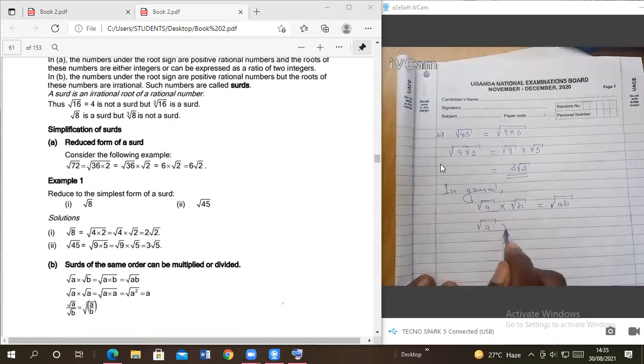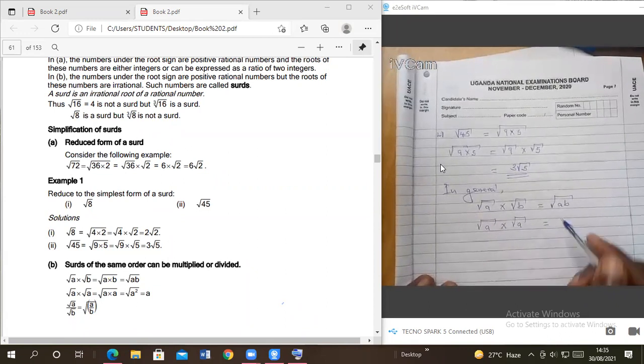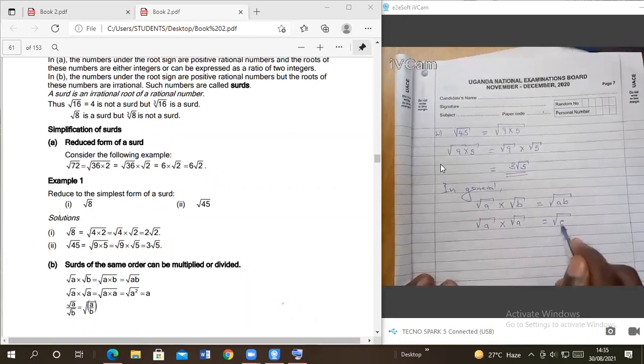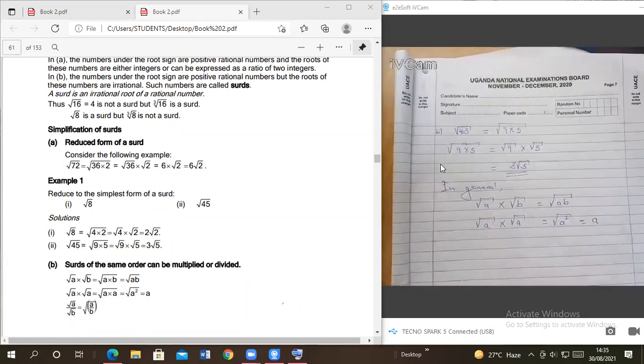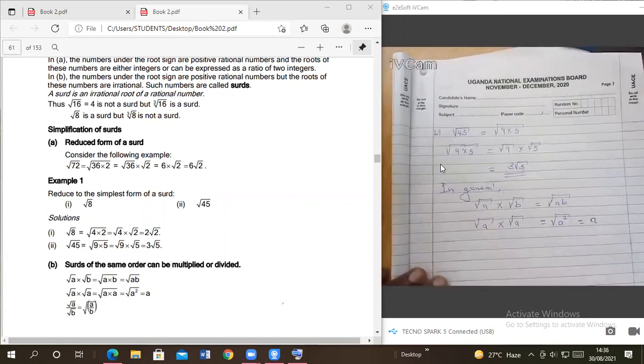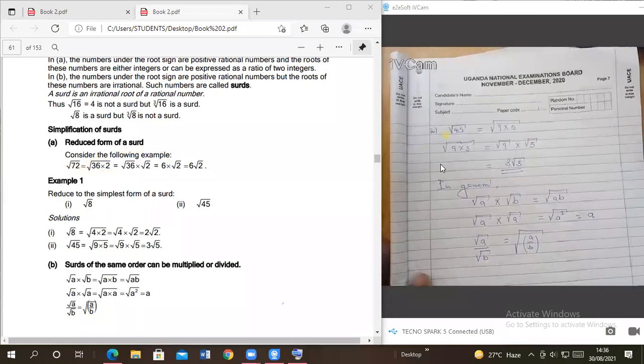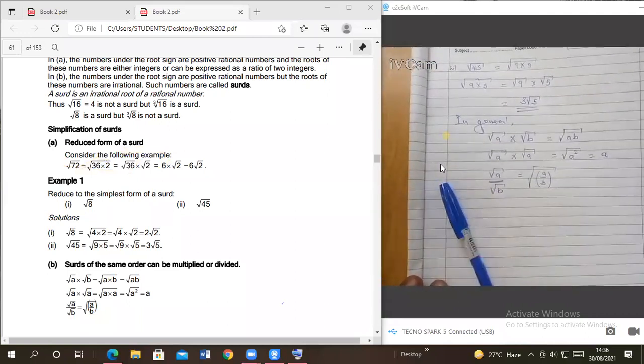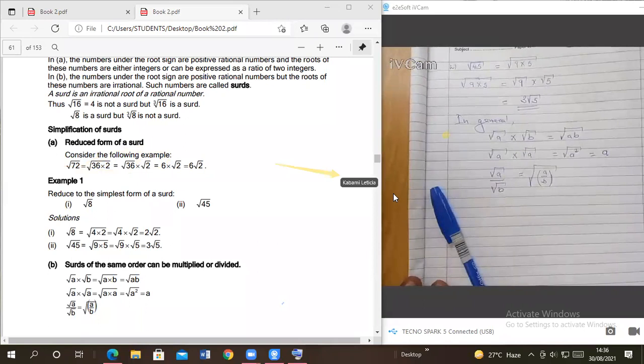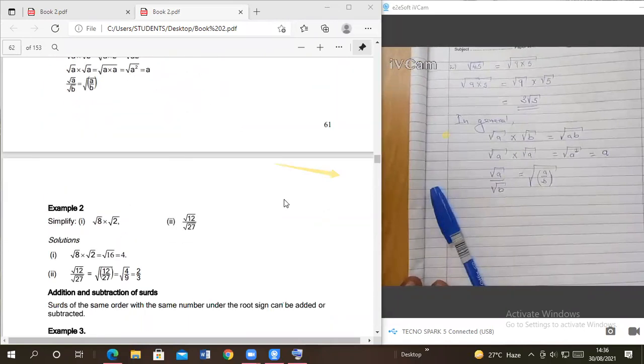Then root of A times root of A, what do you get? You get root of A squared, which is A. Good. Then lastly, I have root of A divided by root of B. So this one will be root of A over B when they're all under the same square root. Okay? Very good.